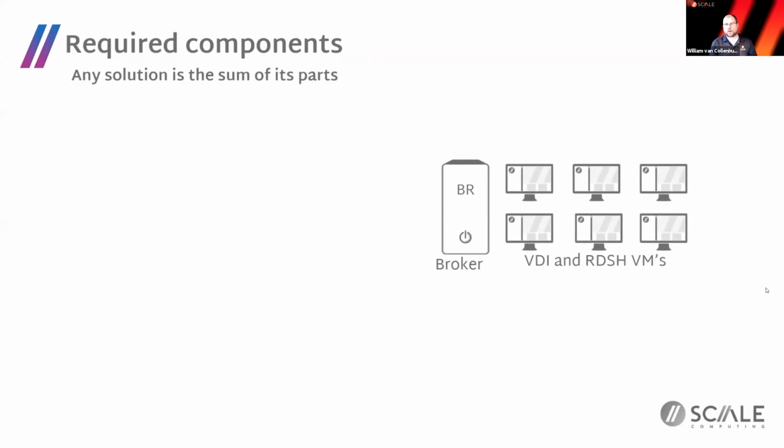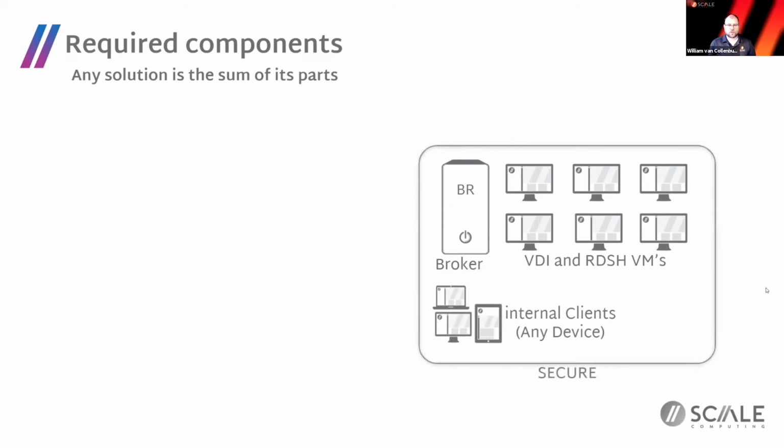So next to the broker, we have the systems that we offer. And with the systems that we offer, we mean the virtual desktops, the Windows 10 systems that you're going to offer, or the server-based computing mechanisms, or, and this is totally not unheard of, both of them: the VDI and RDS. Obviously, the next part is the clients, and let's make these clients internal. So these clients can communicate directly with the broker, and they are in the same security zone as that broker. That security zone, in my case, we call the secure zone.